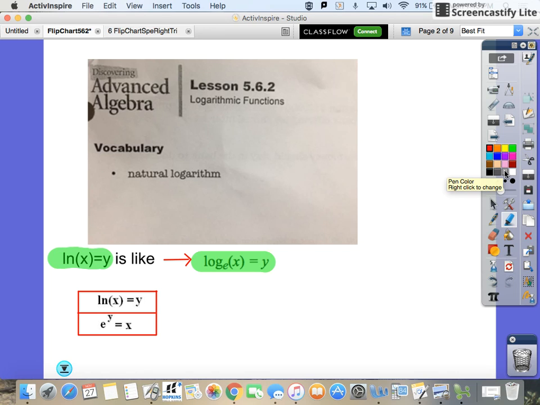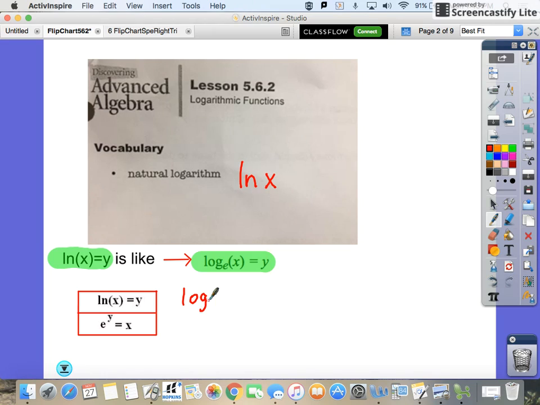So natural logs are written natural log of x. I don't know why they do ln instead of nl, but that's what they do. So natural logarithm is very similar, like I said, to our logs.